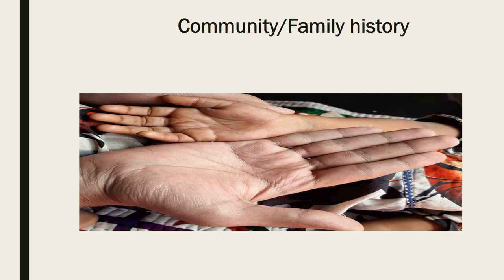Community and family history should also be taken because it also gives a clue for the cause of anemia. Certain types of anemia occur in particular communities. For example, G6PD deficiency is common in Parsis and Sindhis. Sickle cell anemia is common in hilly and tribal communities, and thalassemia is also common in Sindhis and Punjabis. So always take a detailed history about the community and family.